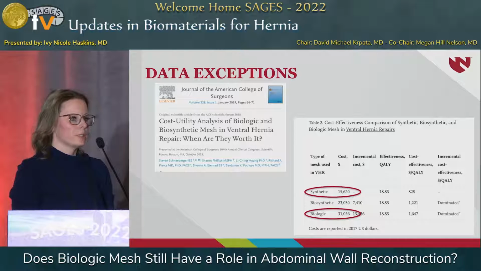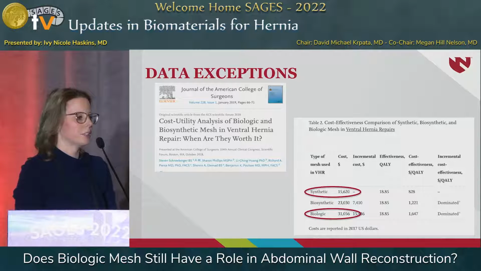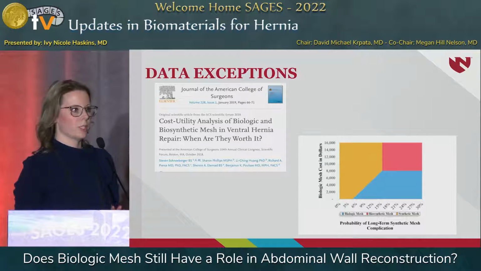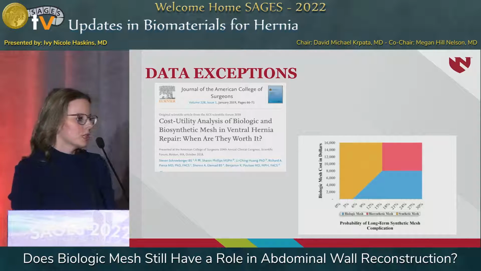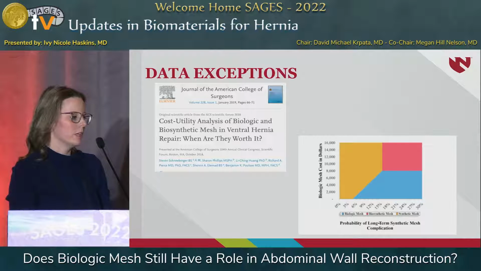And then he really performed these risk-adjusted analyses looking at what point may we see potential benefit of using biologic mesh or a higher upfront cost for biologic mesh. This is very confusing, and my brain does not work like his because he has an MPH. But if you look in this chart, on the x-axis is looking at the probability of long-term synthetic mesh complications, and on the y-axis you're looking at the cost of biologic mesh. The yellow area is your synthetic mesh, the red is your biosynthetic, and the blue is your biologic area.